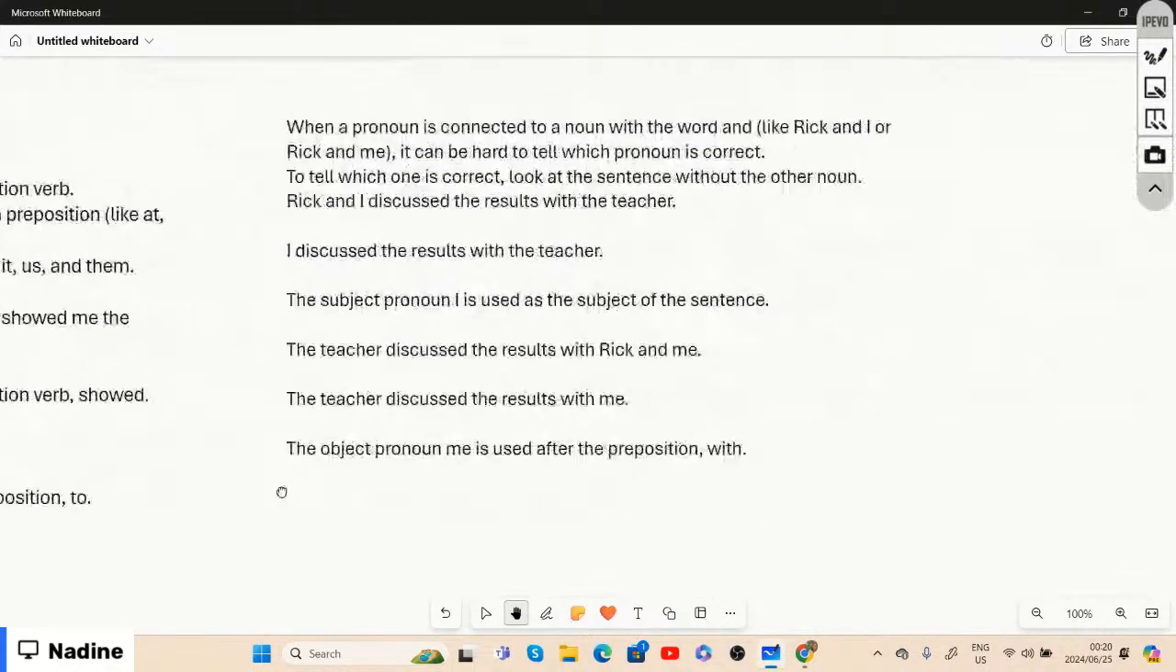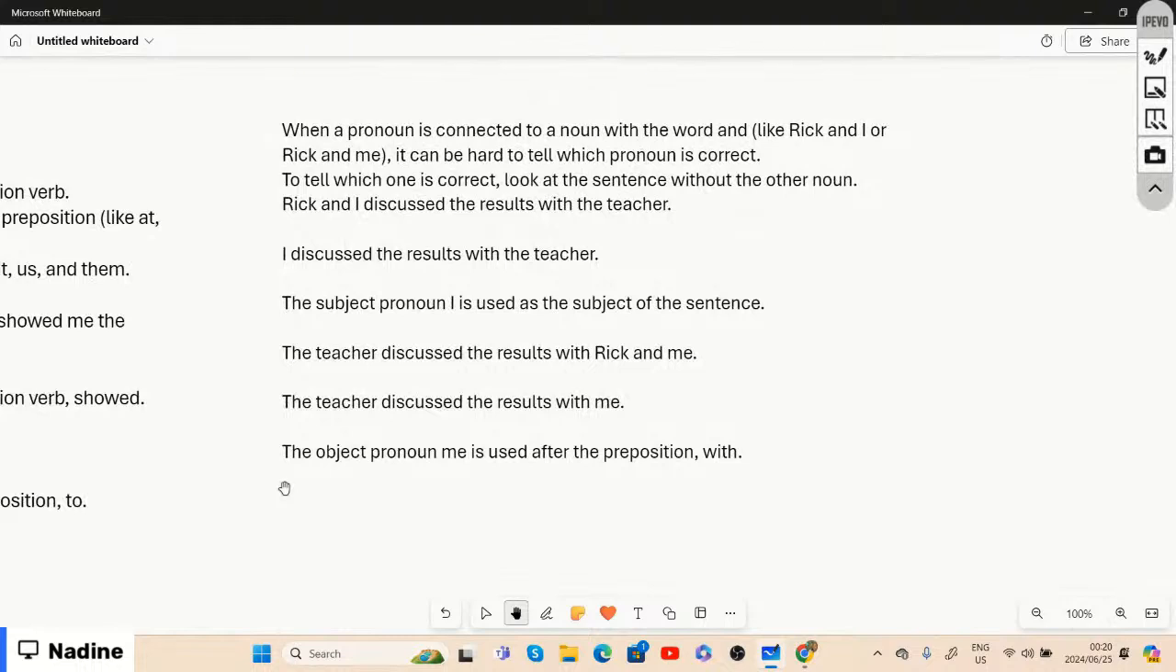All right, so now it says when a pronoun is connected to a noun with a word and. So remember, and is a conjunction and it connects words, sentences, phrases. So when a pronoun is connected to a noun with the word and, like for example, Rick and I, or Rick and me, then it can be very hard to tell which pronoun is correct. So it's sometimes very hard to say this is the object pronoun or this is the subject pronoun.